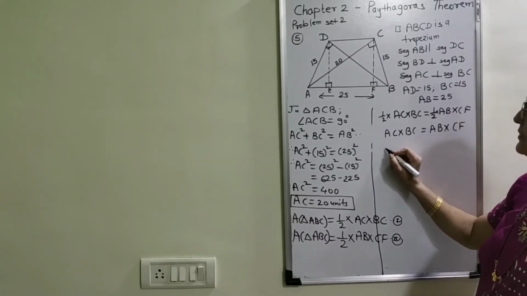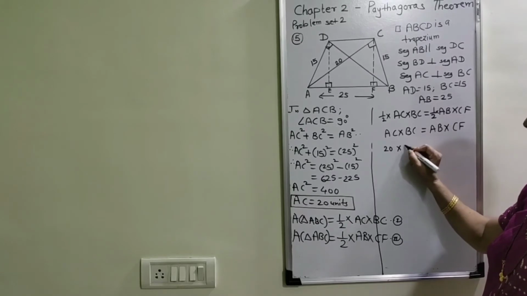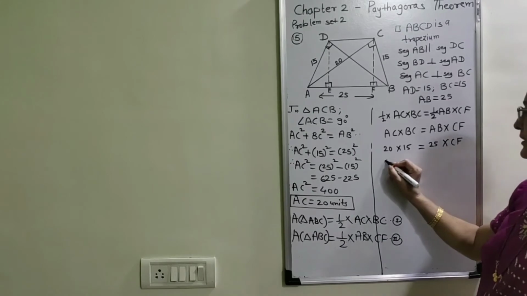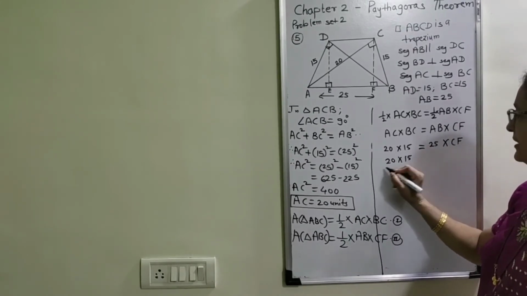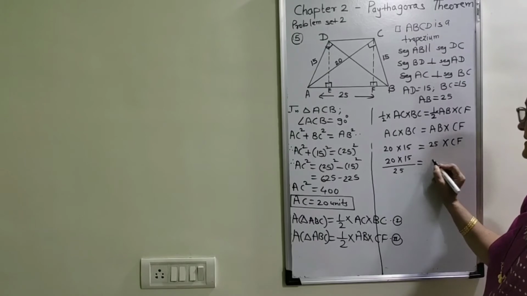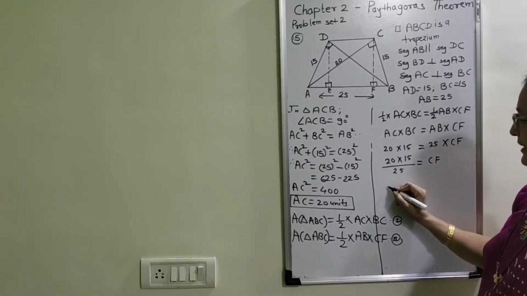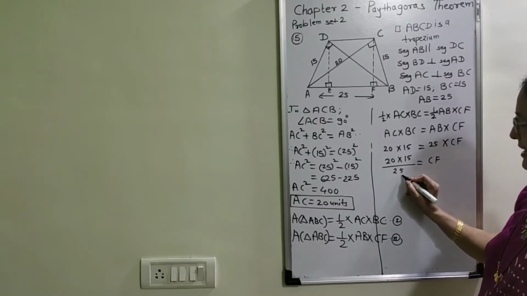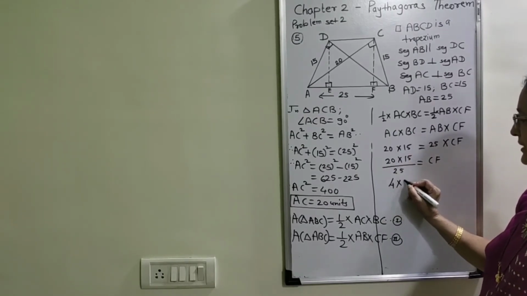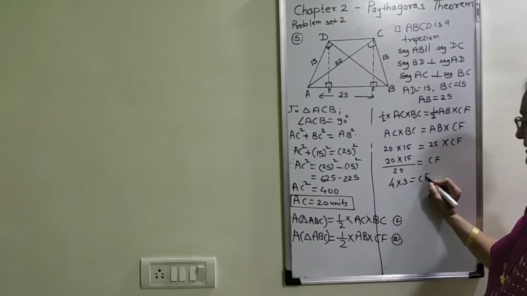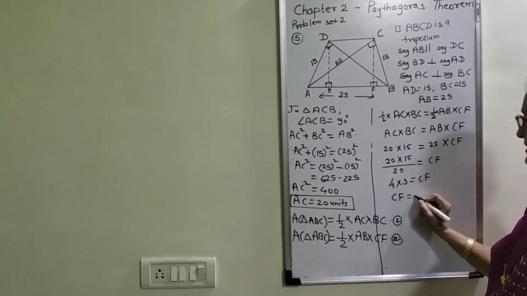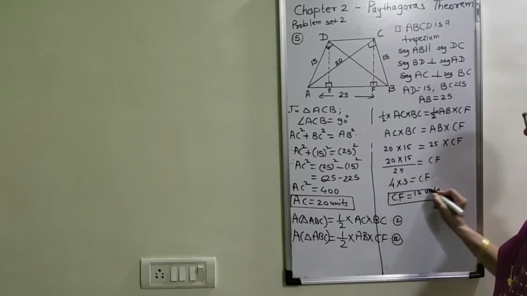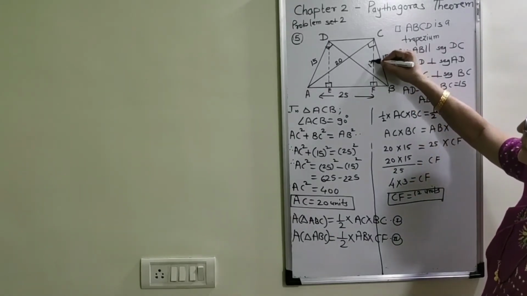Now substitute the values. AC is 20, BC is 15, AB is 25, and calculate CF. Now 20 into 15 divided by 25 is equal to CF. Divided by 5, you will get 5 5s are 25, 5 3s are 15, and 5 4s are 20. Therefore 4 into 3 is equal to CF. Therefore CF is equal to 12 units. Now CF is equal to 12.